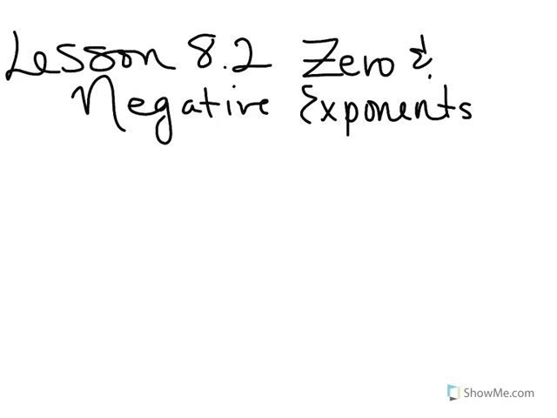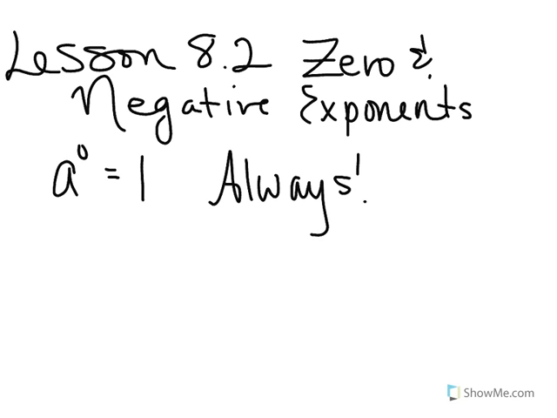Okay, today's lesson is lesson 8.2, and it's on zero and negative exponents. So one of the first things that you need to know is that any base, let's call my base A, to the 0 power is going to be 1, always. So if you have, say, 4 to the 0 from the calculator.